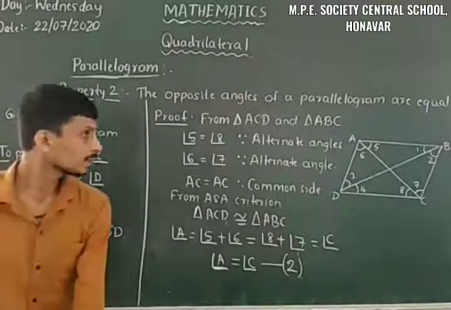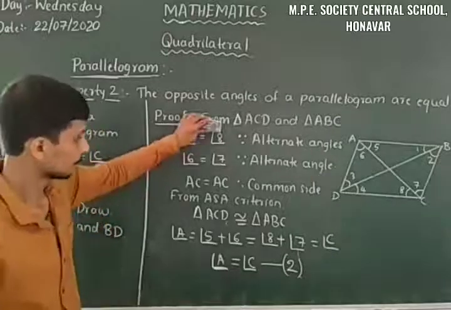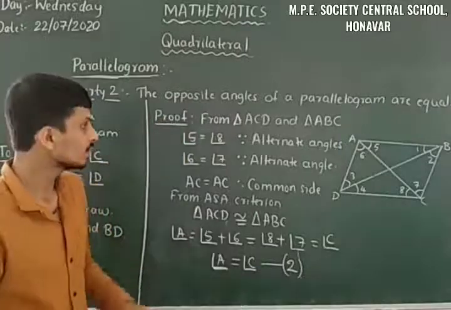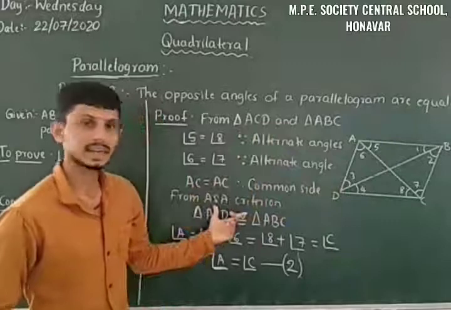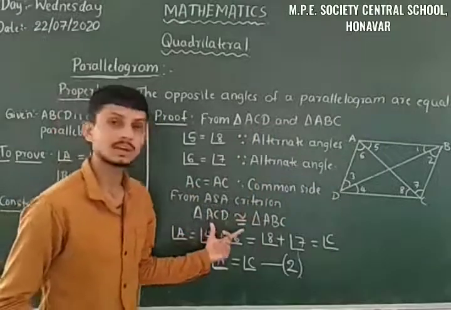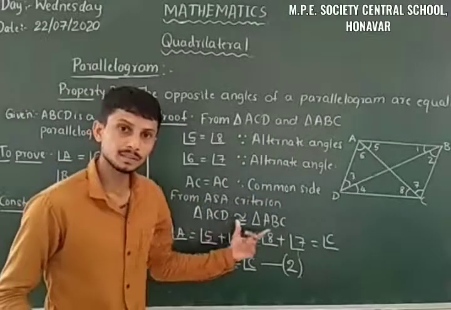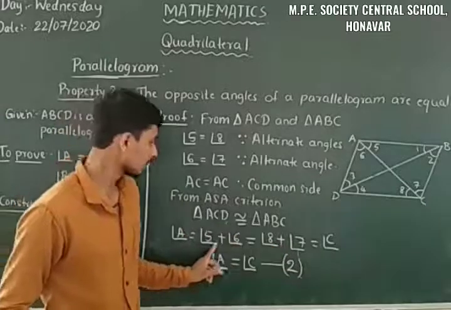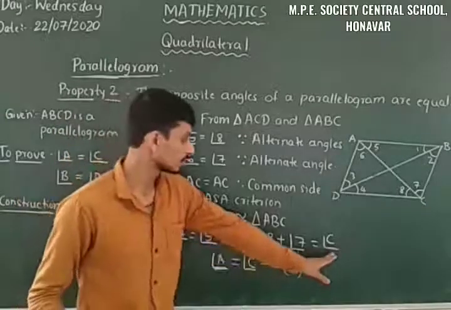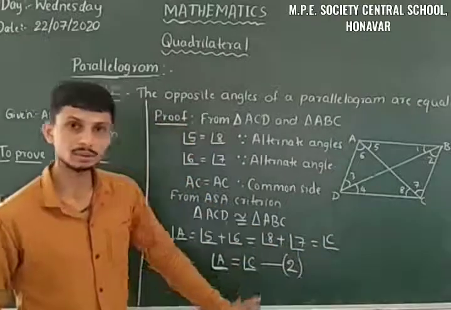So this is also one of the proofs. I hope you understood that. Here also I consider these two triangles and take the ASA criterion, then the triangles are congruent, and after that I consider one angle. 5 plus 6 is equal to 8 plus 7 is equal to C. So A is equal to C here.